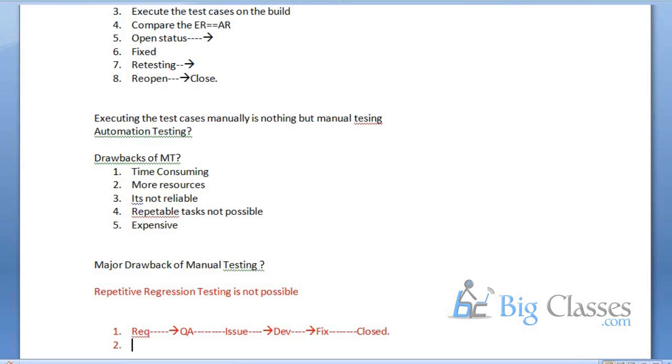Assume that we give a status like close, and after that I get another requirement, the second requirement. While working on the second requirement, I get one issue. Whenever I get an issue, I need to intimate the development team. The development team fixes the bug. Once they fix it, I need to test whether my particular bug is reproducible or not. I need to concentrate on my new bug along with my existing closed bug.